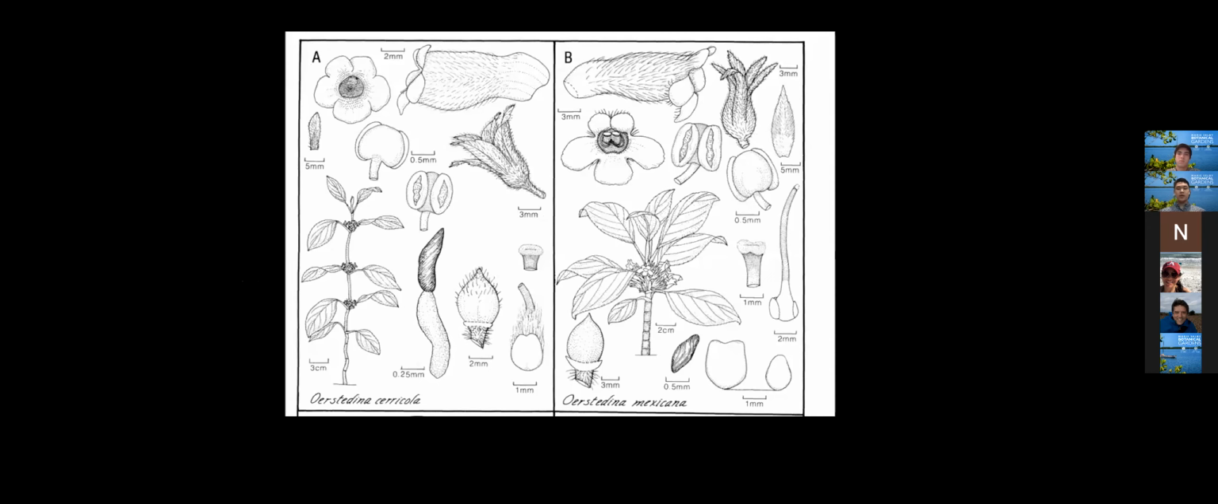Wheeler also recognized and described 2 species of Orsidina, with the Orsidina sericola and the Mexicana. The Mexicana is very unique, and we'll be talking about it later in our presentation.